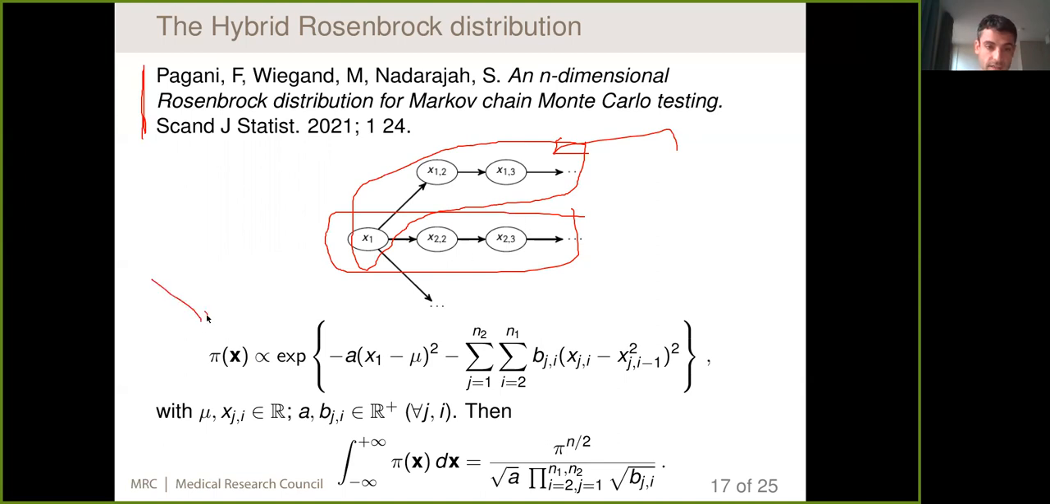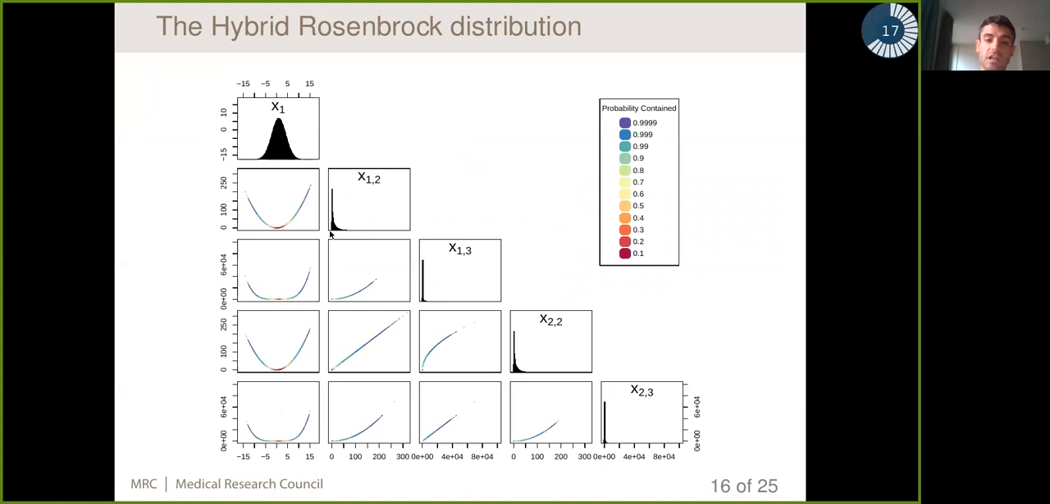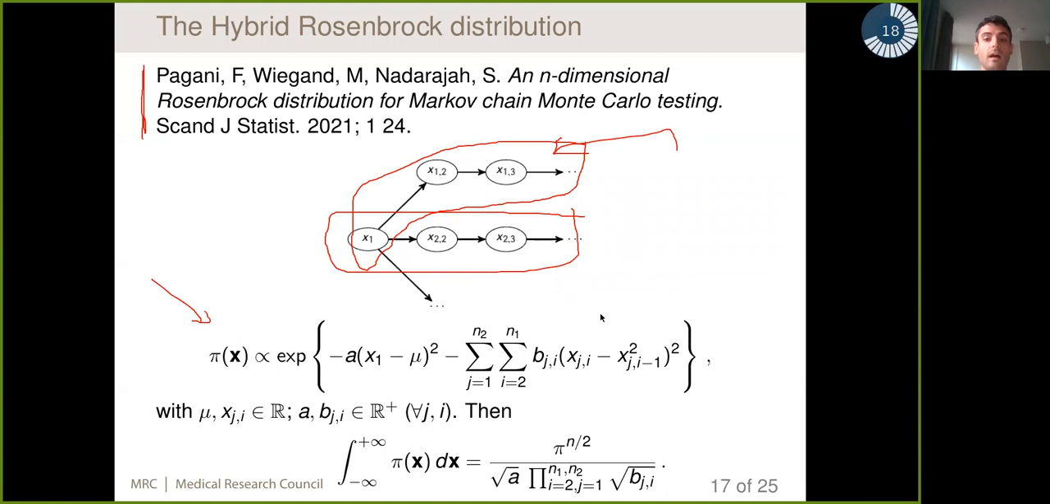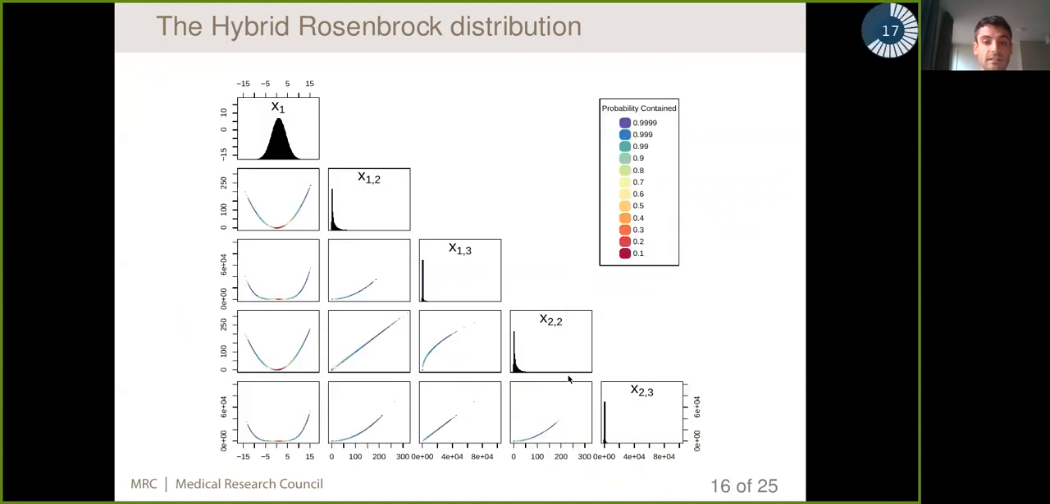This is the equation of the Hybrid Rosenbrock. And because of the fact that it's written this way, it's also very easy to do the integral and to calculate the normalization constant. Because of that, we can draw an IID Monte Carlo sample very, very easily, and look at the shapes, calculate whatever quantity is not available in closed form, and that sort of thing.